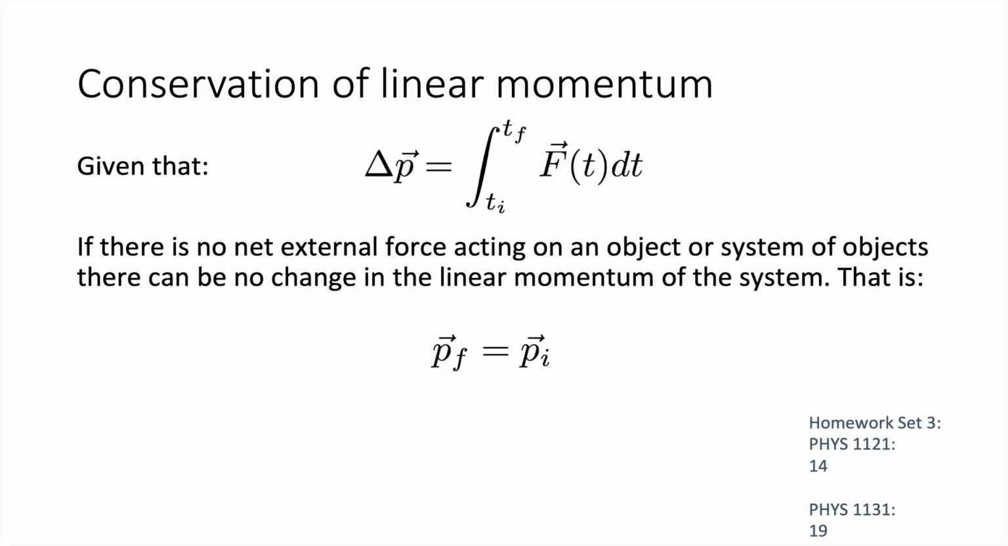So this brings us to a really important rule for physics, the conservation of linear momentum. Because we know that the change in momentum is equal to the integral of F dt, if there is no external force acting, if this F is 0 on either an object or a system of objects, then there can be no change in the linear momentum of the object or the system of objects. So the final linear momentum must be the same as the initial linear momentum. To have a go at using this, homework set 3 for 1A question 14, and for higher 1A question 19.